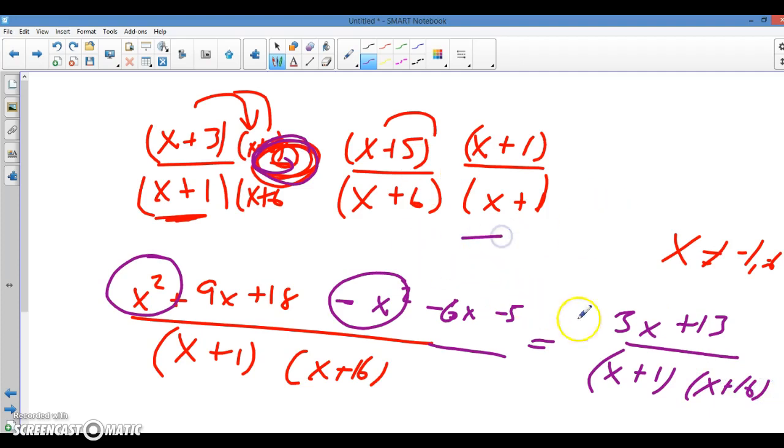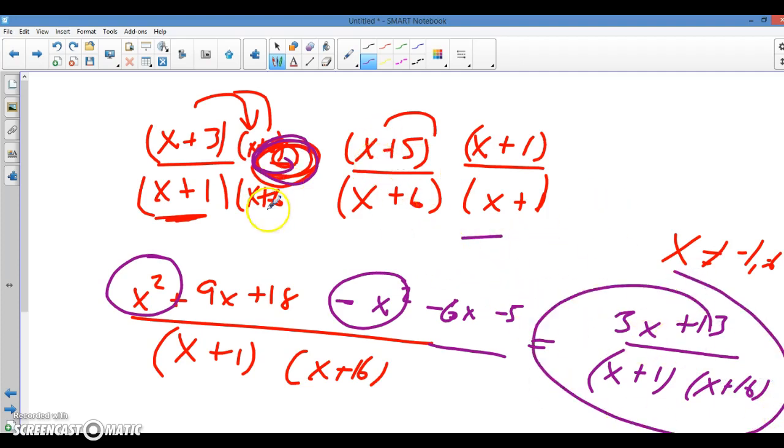Okay, so FOIL, collect like terms, and then you're done. Okay, that's adding and subtracting. The only difference with subtracting, again, is to deal with the negative. Where it gets a little bit easier actually is sometimes you can simplify before you move on.